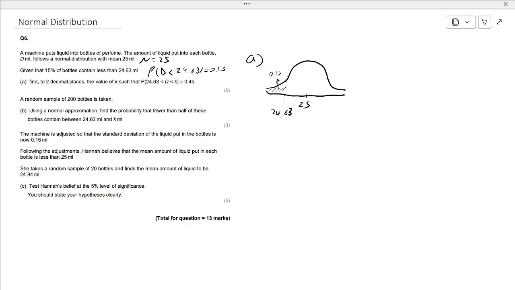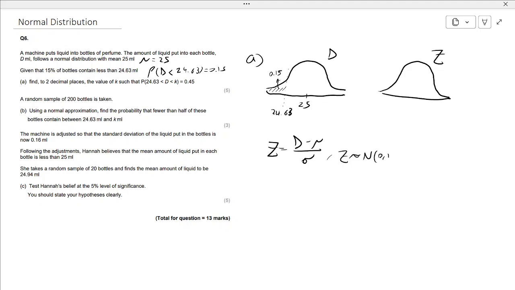So the way that we find mu or sigma or both when they are unknown, we have to convert to a z-score. So this is like my distribution D, and I'm going to take that and convert to z. So remember the formula. Z is how many standard deviations away from the mean we are. So it's going to be D minus mu over sigma. And z-scores are always normally distributed with mean 0 and standard deviation 1. So on the z-score, I have the mean is 0, and I still have a 15% region over here.